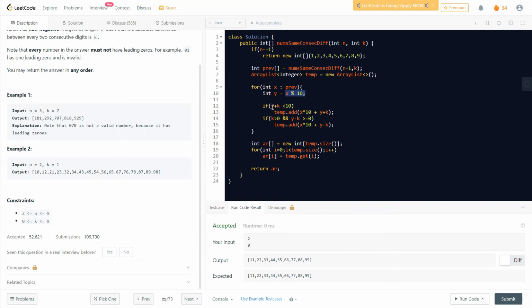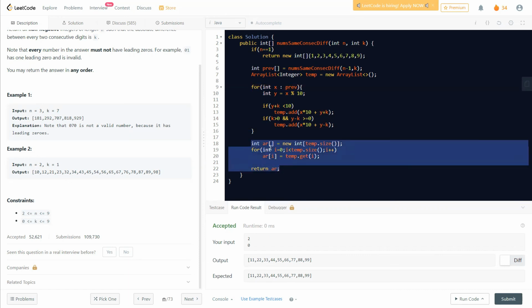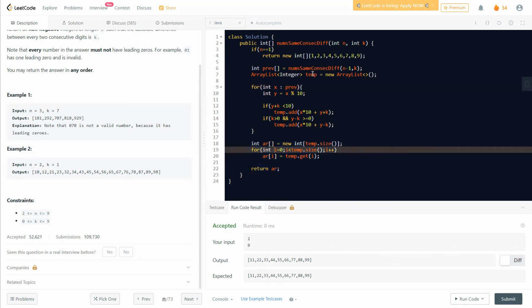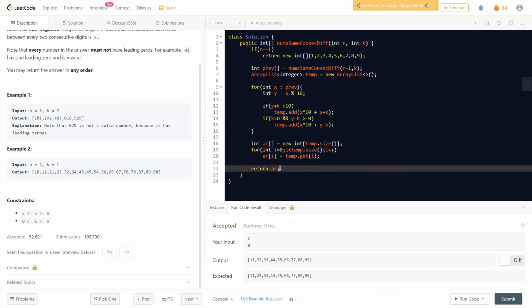The simple thing we're doing is, if y plus k is less than 10, we're just adding number multiplied by 10 plus y plus k. If y minus k is greater than or equal to 0, then number multiplied by 10 plus y minus k. We are also keeping a check that k is greater than 0. So we did that for all the x in our previous array. Now once this is done, we simply convert our temp array list to an array, and then we simply return our array.